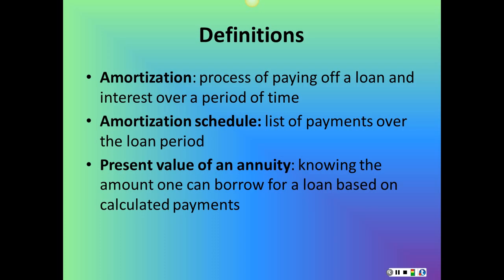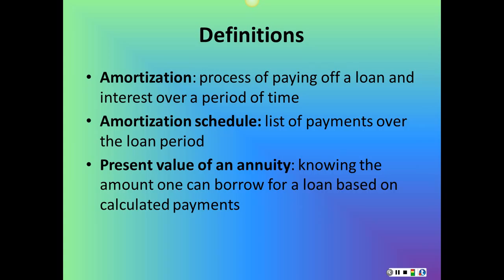So amortization, if you're not familiar, is paying off a loan over a period of time. This is another way of saying this, or more specific, the process of it. And an amortization schedule is a list of payments over the loan period.